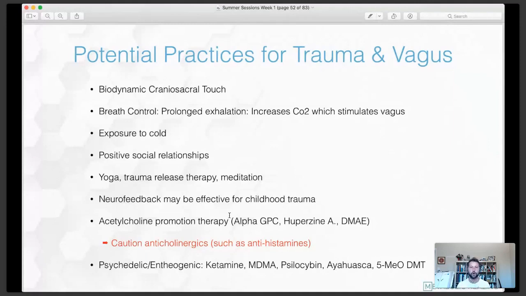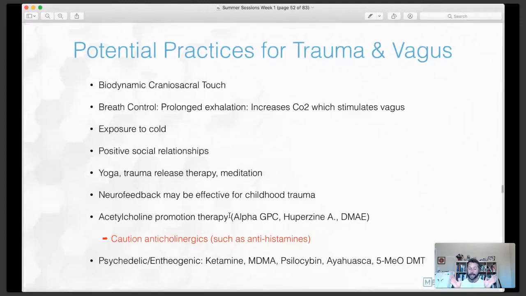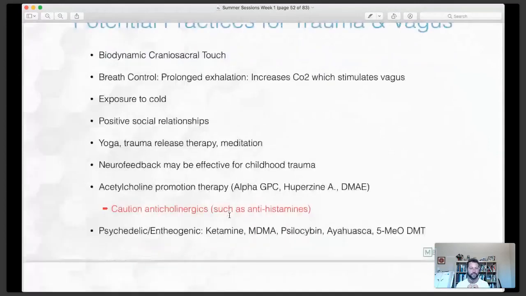You could use acetylcholine for motion therapy, like alpha-GPC, huperzine A, and DMAE. Huperzine A inhibits acetylcholinesterase, the enzyme that breaks down acetylcholine. Remember, acetylcholine is the primary neurotransmitter of the vagus. Caution using anticholinergics and antihistamines because they inhibit acetylcholine.